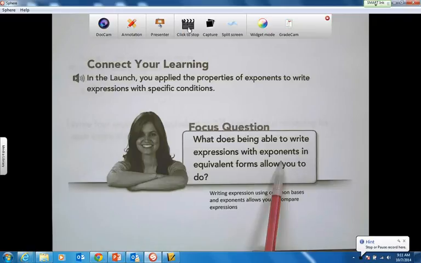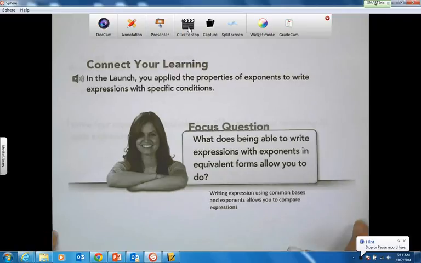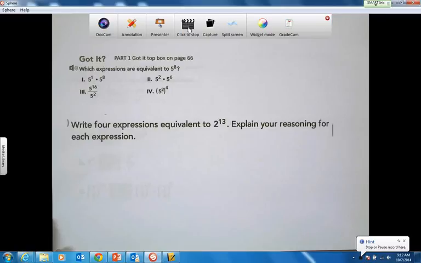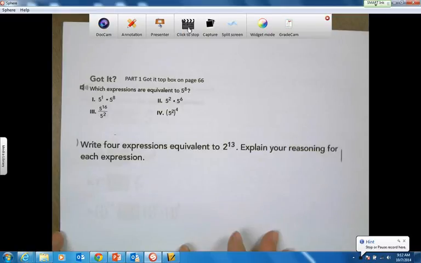You guys on page, part 1, got it? On the 6 is where I am. If we look at this focus question, it says, which are equivalent. This word equivalent means equal. It has the root word of equal in it. Equal to 5. Okay, look at this one.